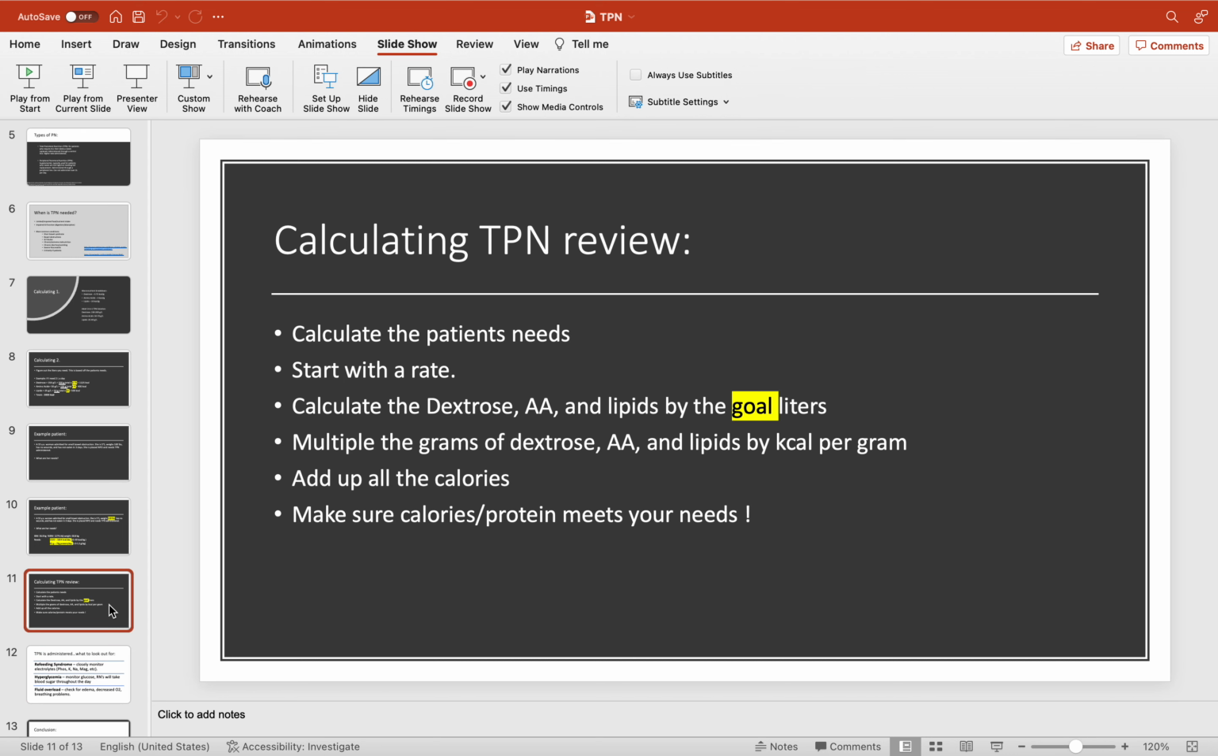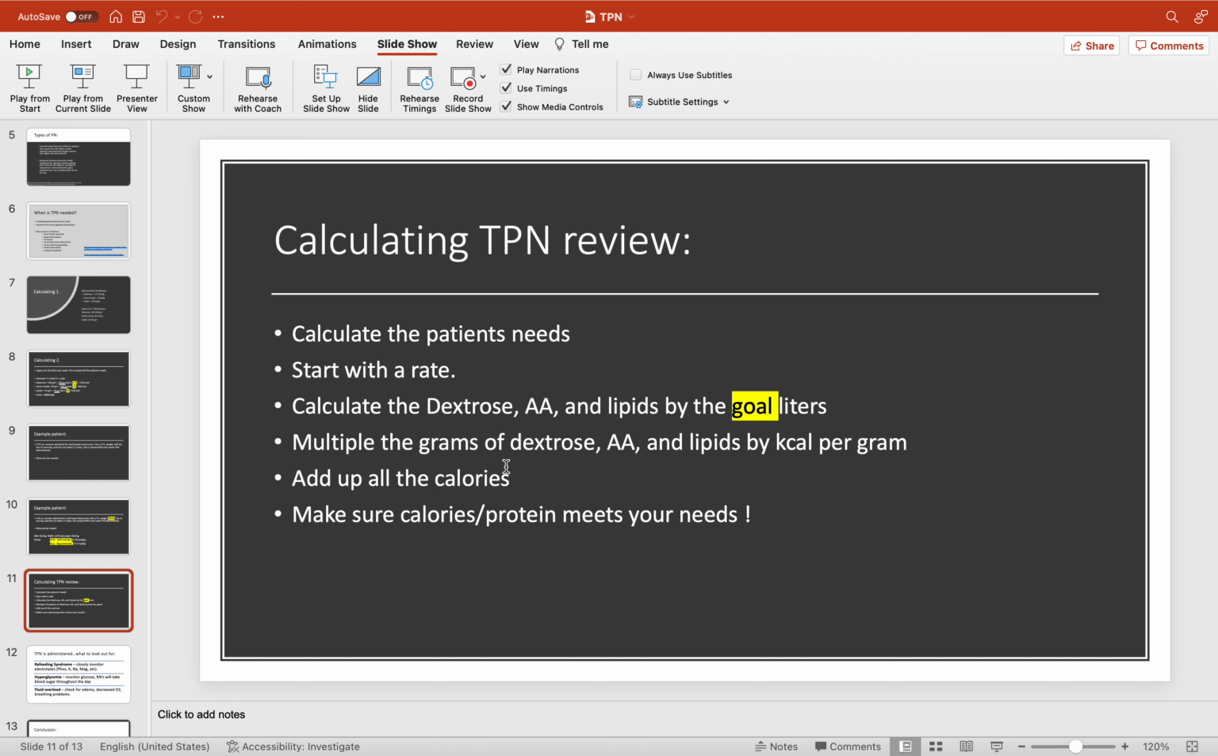So again, calculate your patient's needs. Start with a rate. Just pick a rate and just see what you get. Calculate the dextrose, the amino acids, and lipids by the goal liters. And so find how much liters you want, and you just calculate those grams by the liters. After you get the grams, multiply the grams of dextrose, amino acids, and lipids by kcal to get your calories. Add it all up and just make sure it all fits for your needs.